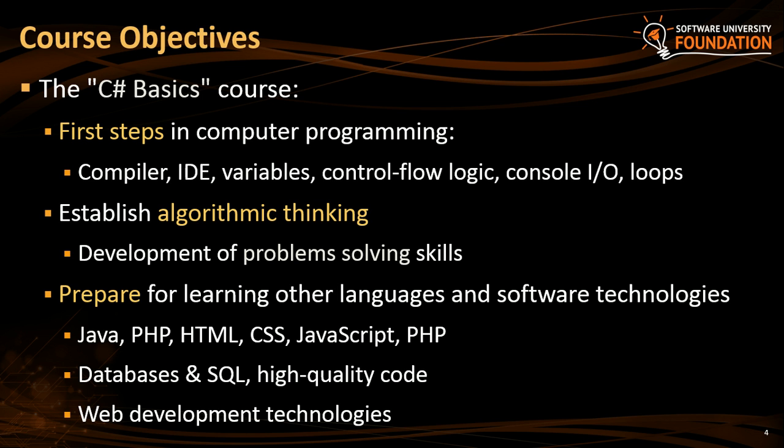So the basic objective and result that you can expect from this course is to prepare you for learning other languages and software technologies. The skills and knowledge you acquire in this course will be highly reusable in any other language or technology you will learn next. For example, the Java Basics course in the Software University is just the same material, the same learning objectives as in C# Basics, but translated into the Java language.